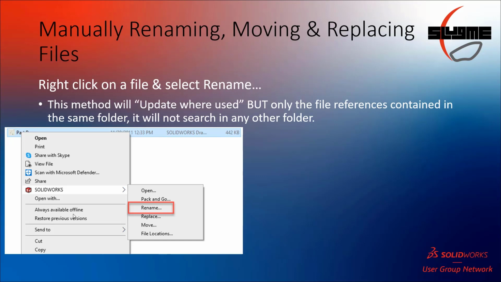So now within File Explorer, you can right-click on the file name, select SolidWorks flyout, and select Rename. This is kind of cool. SolidWorks still gives you this option, but one thing you should be aware of is it's not very good about updating the where used. I would only do this if it's in the same folder.